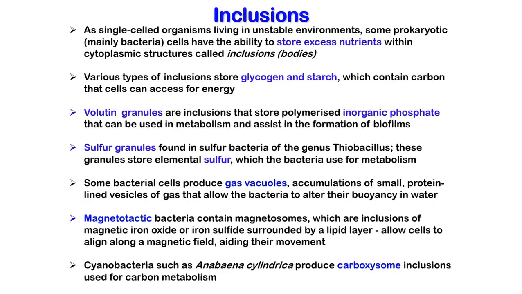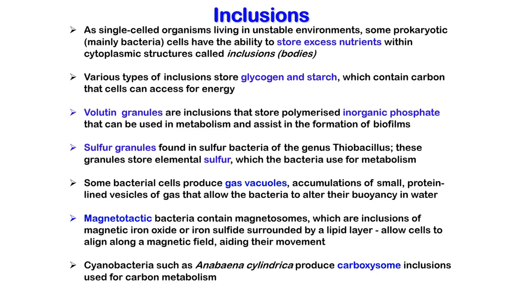So some prokaryotic cells, mainly bacteria, have the ability to store excess nutrients in structures called inclusions, which are present in the cytoplasm. And these are important because they allow bacteria to survive in unstable environments. So there are lots of different examples of these. So I'll just mention a couple.